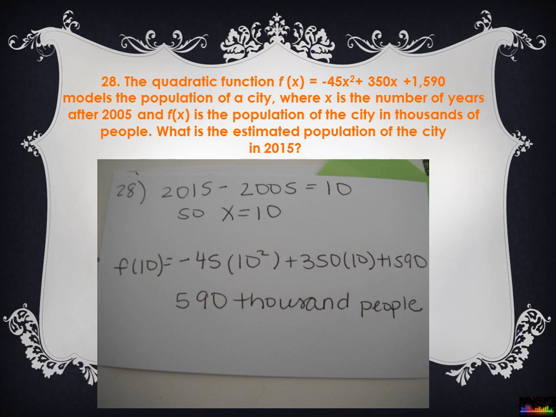But when you read the problem, it tells you f of x is the population of the city in thousands of people. Therefore, our answer is 590,000. Make sure you are using the clues from the problem. Always start by figuring out what you're trying to find, and then from there you can work to get your solution.